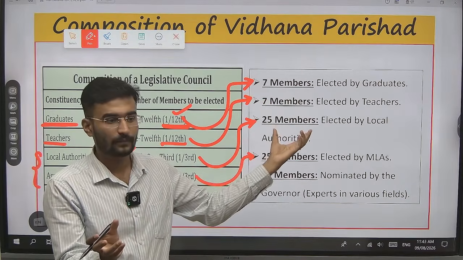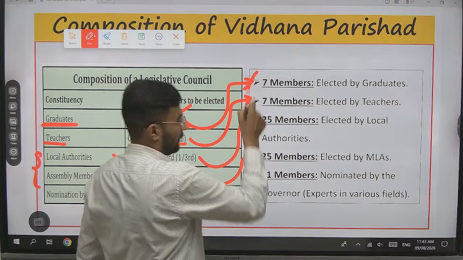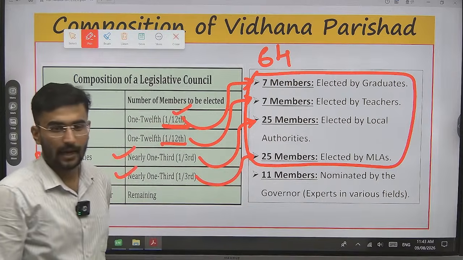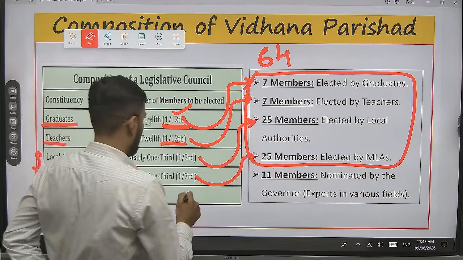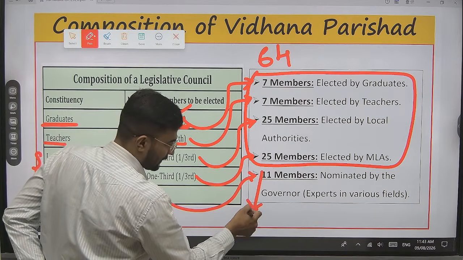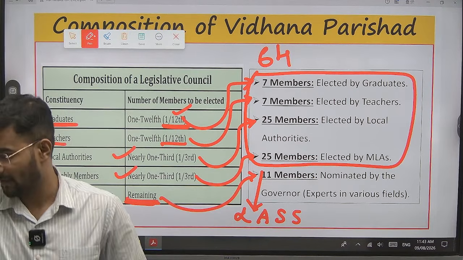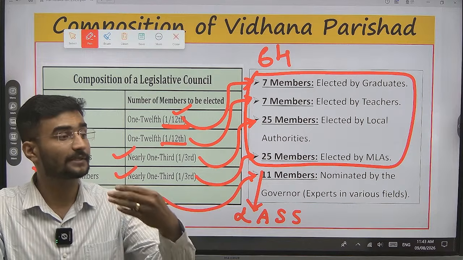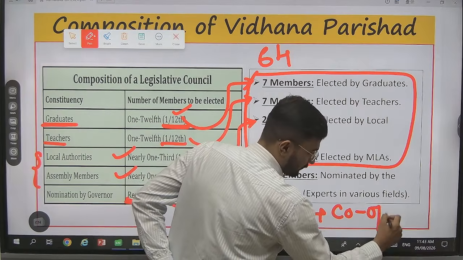MLA constituency 25, and local bodies 25. All this put together, how many indirectly elected members are there? 64. Indirectly elected 64, and who are the remaining 11? Nominated by the Governor, based on what criteria? Based on laws, exactly. The laws mean literature, arts, science and social service, plus cooperatives.